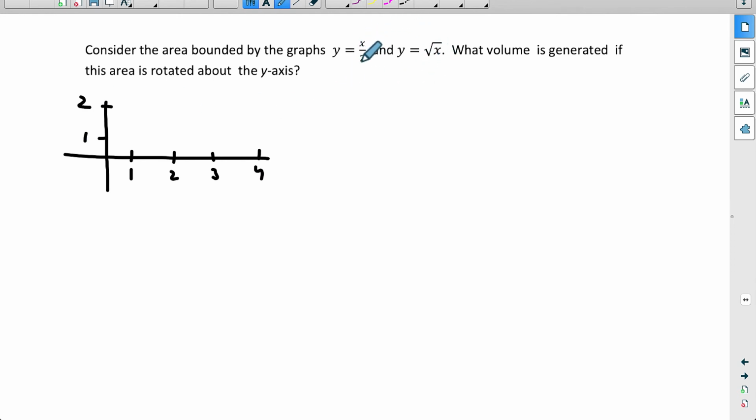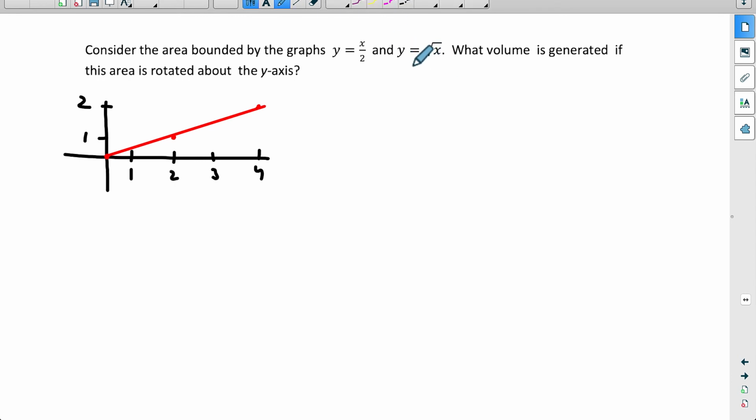This is going to be a line, right? It's got a slope of 1/2 and a y-intercept of 0. So 0, and the slope is 1/2, so up 1 over 2, up 1 over 2. You get a straight line here. It's not perfect, but you get the idea.